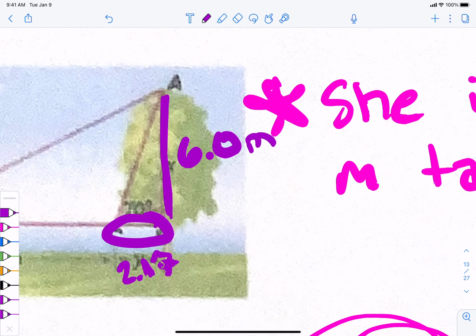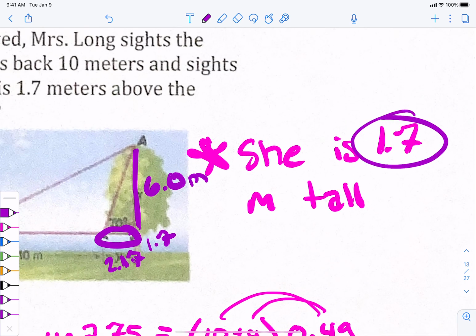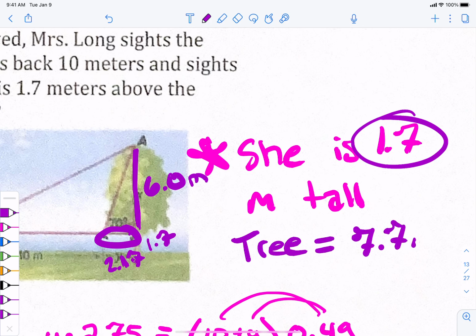Is that how tall the tree is? No. How tall is the tree? You have to add the 1.7. That's where the star is, 1.7. So the tree equals, finally, 7.7 meters tall.